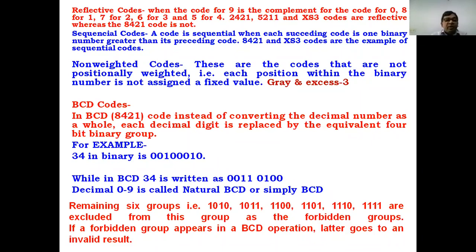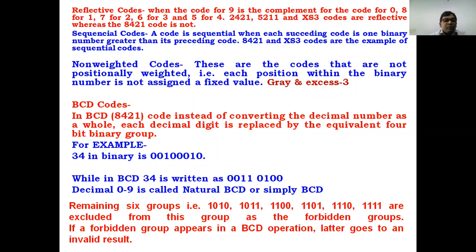We again come to the BCD code because that is the more popular one and will be utilized more and more in further binary algebra. BCD is normally also called the 8421 code. Instead of converting the decimal number as a whole, each decimal digit is replaced by the equivalent 4-bit binary group. So in some sense, BCD is different from plain binary.